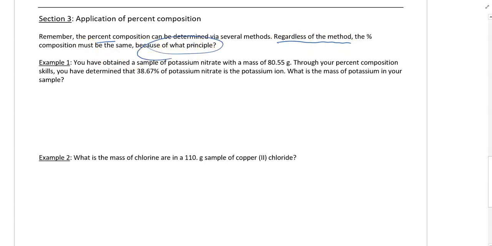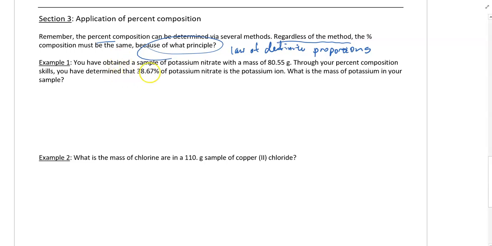Because of what principle? So again, no matter how we get it, no matter how we approach these problems, the percent composition must always be the same because of the law of definite proportions. These proportions, these percentages are always going to be the same. The law of definite proportions basically says that no matter how we get these samples, no matter what we do to them, these samples are always going to be the same percentage, because otherwise these compounds wouldn't be defined. We have to define these compounds as saying these have certain ratios. These are it.